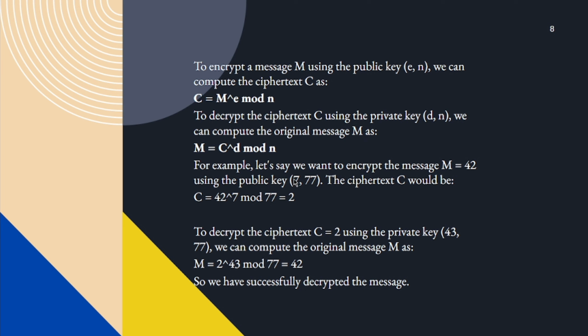For example, let's say we encrypt a message m equal to 42. We'll be using the public key, which is (7, 77), to encrypt the message. So the ciphertext c equals 42 to the power of 7 mod 77, which will give us 2. And now similarly, we can decrypt this ciphertext c equal to 2 using the private key (43, 77). We can compute the original message m as m equal to 2 to the power 43 mod 77, which will give us 42. By this method, we can successfully decrypt the message.